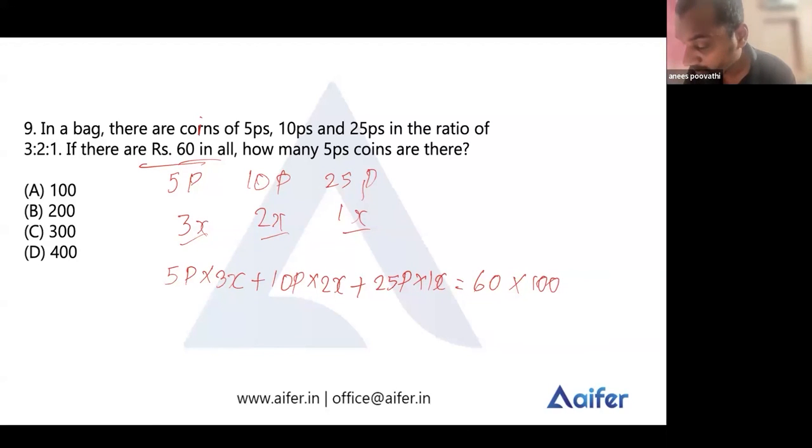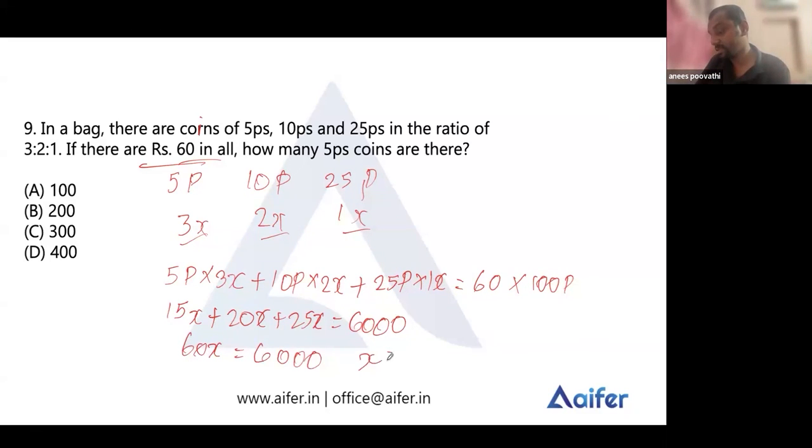So now we'll be doing 5 paisa into 3x is equal to 15. We can cancel the paisa because on both sides we have paisa, so there is no need of considering paisa. So we have 15x plus 20x plus 25x is equal to 6,000. That is 60x is equal to 6,000, which gives x is equal to 6,000 by 60, that is equal to 100. We have x is equal to 100.